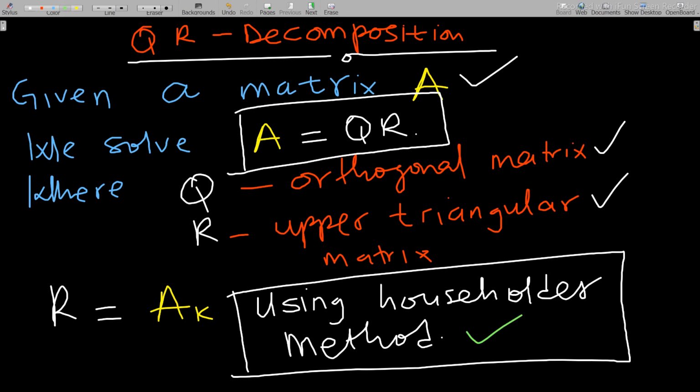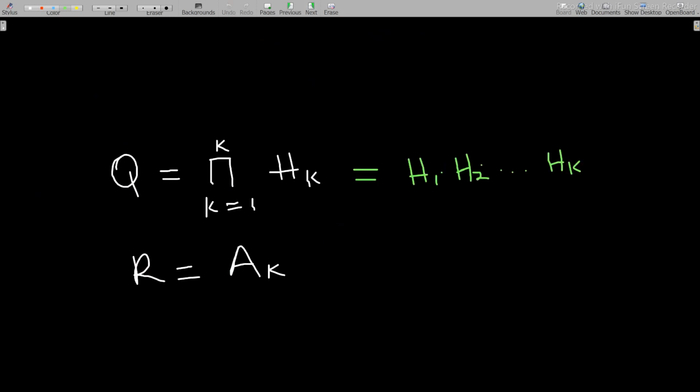And the last iterative process we'll take will be our A_K, and that will be our R. That will be the equation for our R, or the final transformed matrix, obtained from a matrix A naught, and that final matrix will be our R. So what is our Q? Our Q will be the product of the H matrices, and like I said, our R will be A_K.